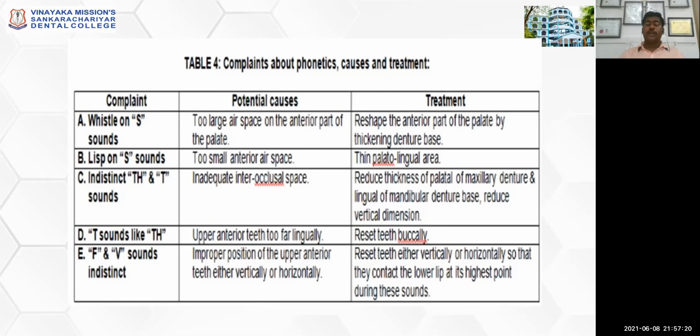If T sounds like TH, that means the upper anterior is placed too lingually and you have to place it slightly buccally. If F and V sounds are indistinct, there is improper position of the upper anterior teeth either vertically or horizontally. You have to reset them either vertically or horizontally so that they contact the lower lip at its highest point during these sounds.